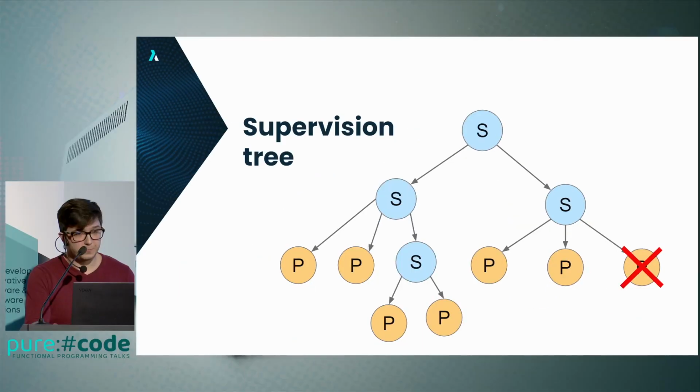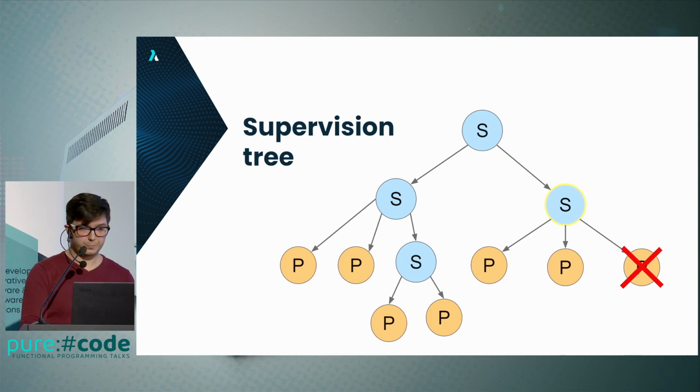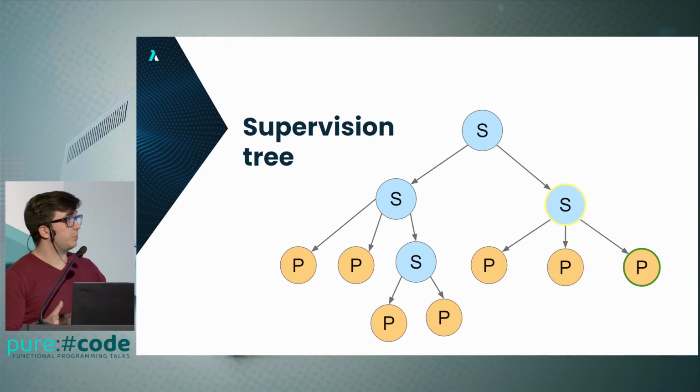If a process dies, its direct parent supervisor is responsible for restarting it. In this scenario, that would be the one outlined with yellow. The crashed process gets restarted with a known working state, which is the startup state of that process.